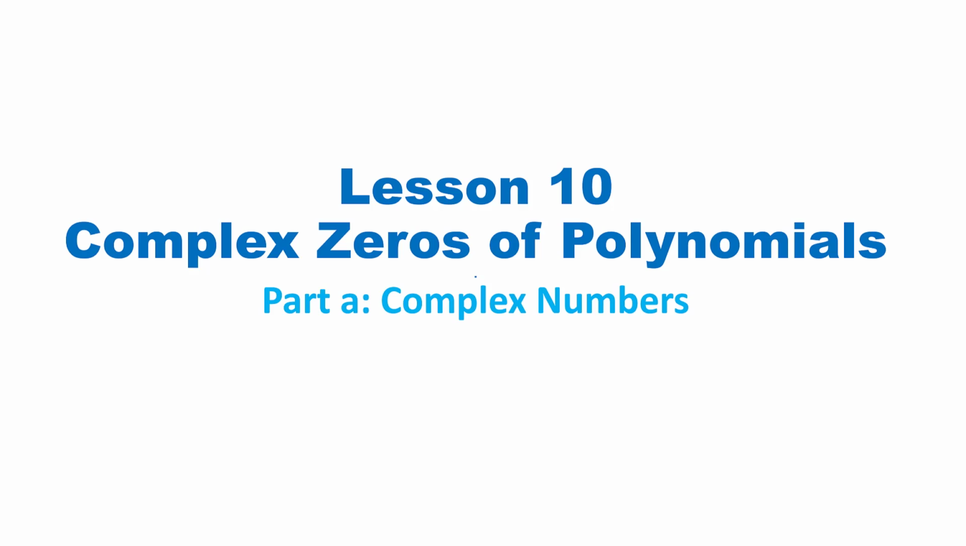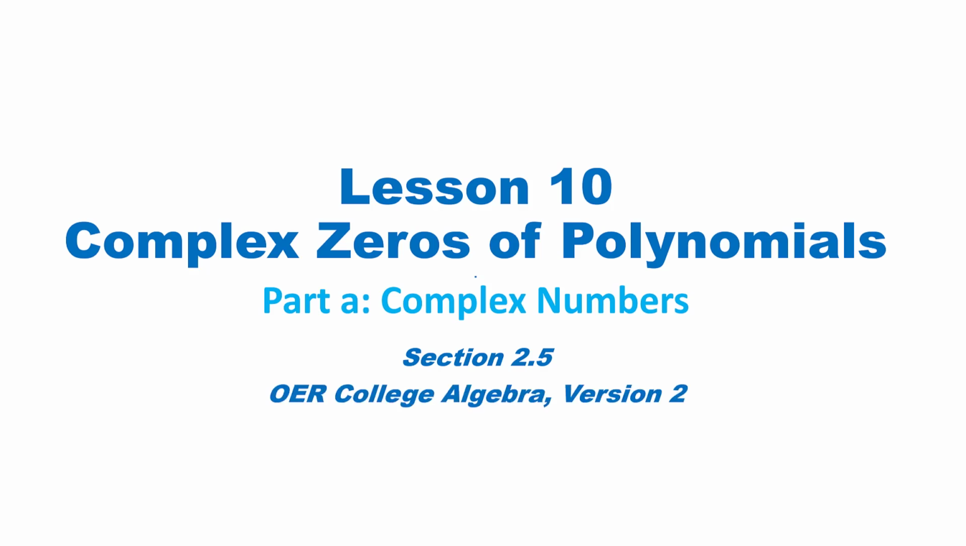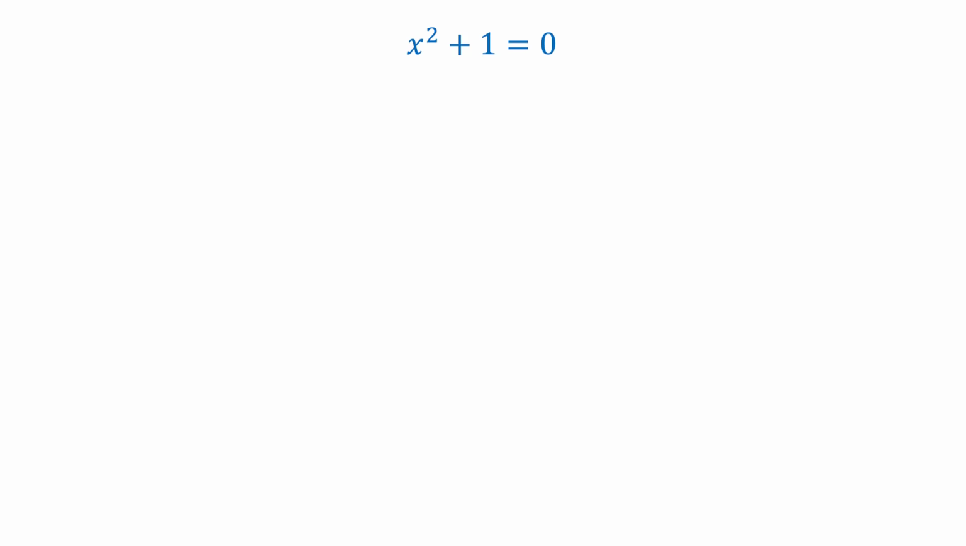In Precalculus Lesson 10, we will be looking at complex zeros of polynomials, starting with a review of complex numbers. This lesson comes from section 2.5 in the college algebra textbook. Let's get started by looking at x squared plus 1 equals 0. For this equation to have a solution, it would have to be true that x squared equals negative 1.